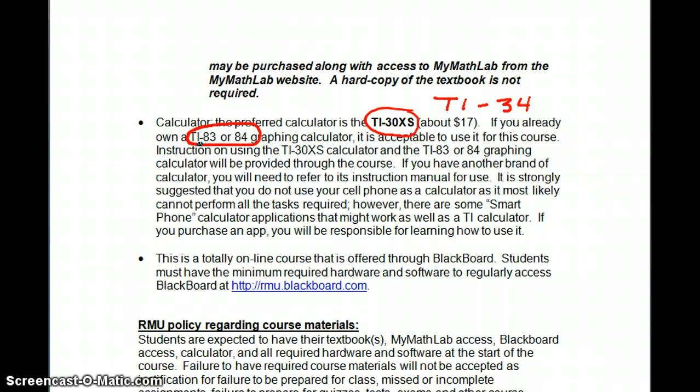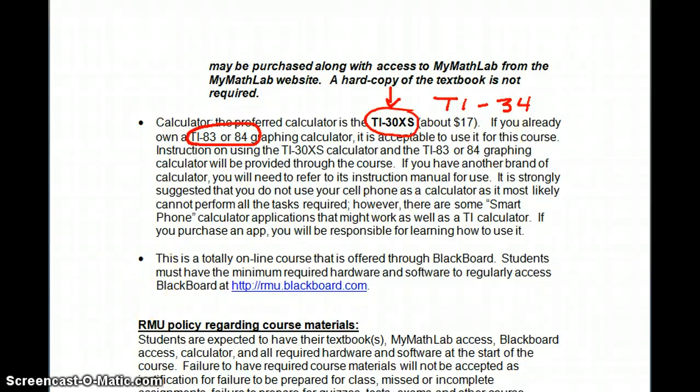Okay? If you don't have a graphing calculator, don't go out and buy one specifically for this course. They're very expensive. But you do need to have at least a TI-30 or a TI-34 for the purposes of this course. It does need to be able to perform functions like fractional functions. So if you're going out to buy a calculator, that's what you want to look for there. Okay?